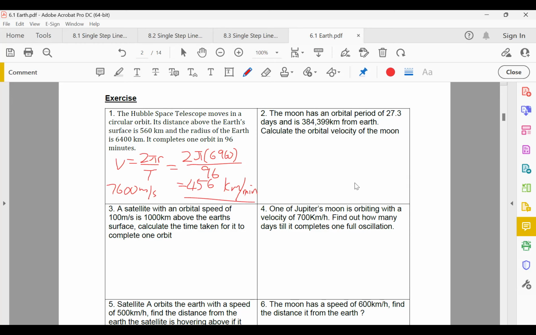Okay. Now after that, the second one will be the same thing. Once again, they ask you to calculate the orbital velocity, which is once again the same formula. In this case, you're going to write 2 times pi times straight away the distance, 384,399, divided by your time, which in this case is 27.3 days. So whatever answer you get will be in km per day. What will the answer be if it's km per day?